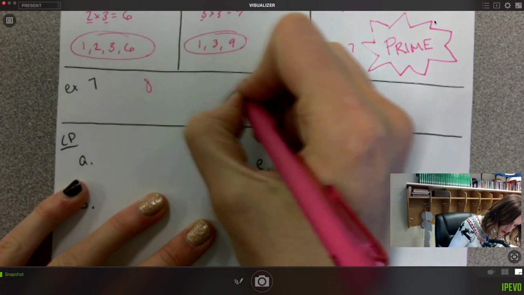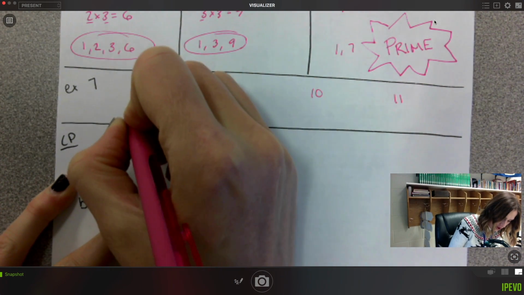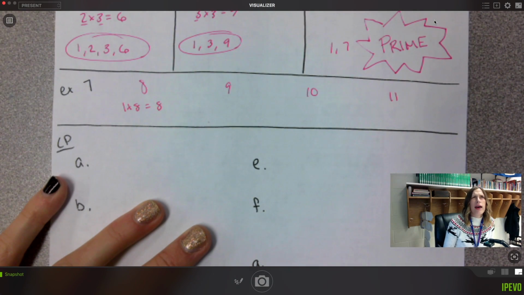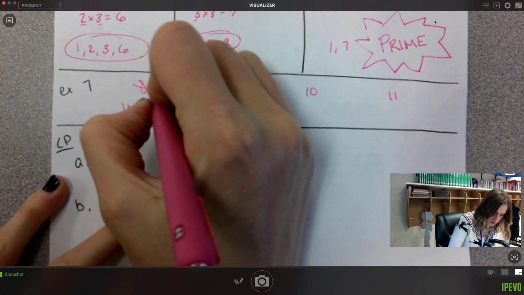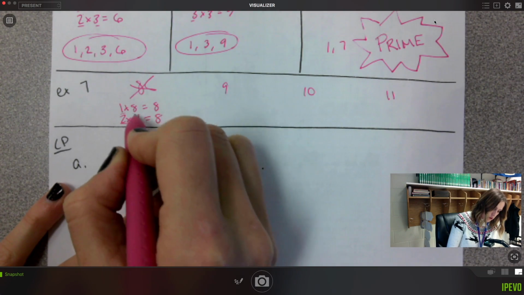8, 9, 10, 11. Well, let's try 8. 1 times 8 equals 8. Are there any other numbers that we can multiply by and get 8? Well, yeah, 2 times 4. 2 times 4 equals 8. So 8 is not prime because it has 4 factors: 1, 2, 4, and 8.